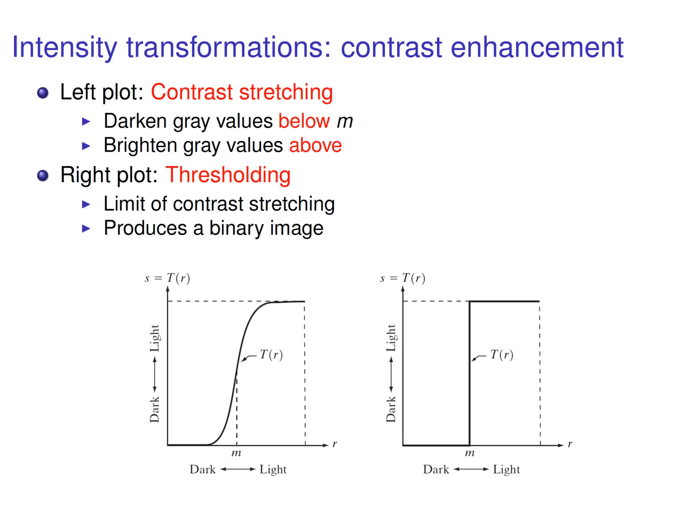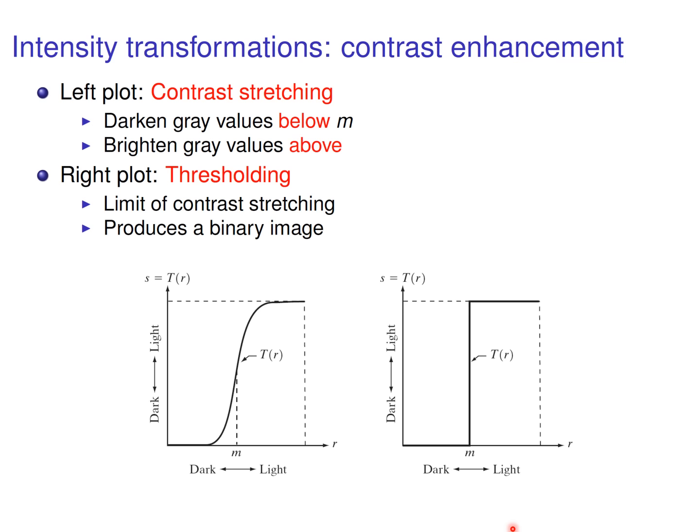So intensity transformation is contrast enhancement. The left plot is contrast stretching: darken gray values below M, that's M, to be darker, and brighten gray values above M. The right plot is a threshold, a cut threshold.